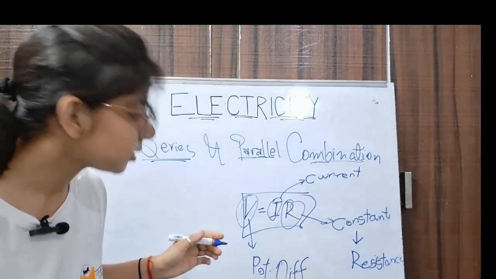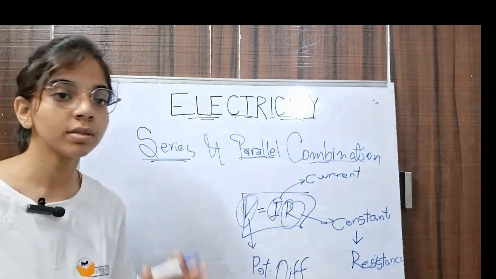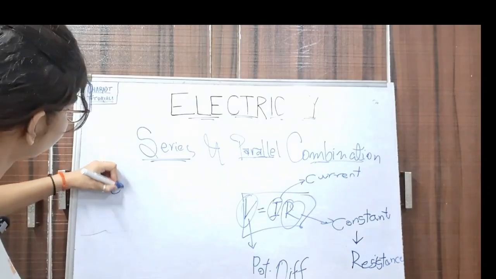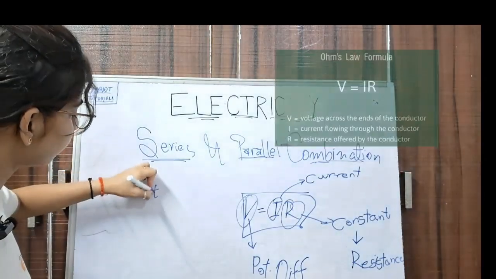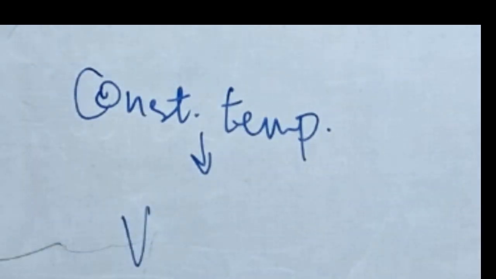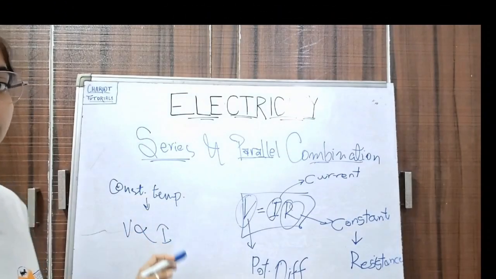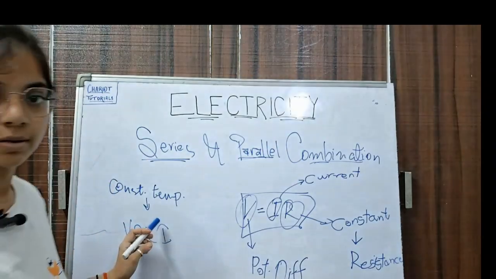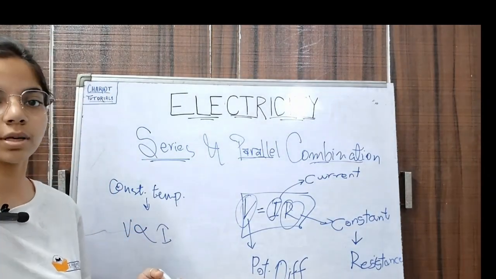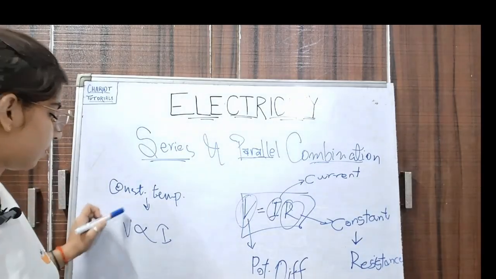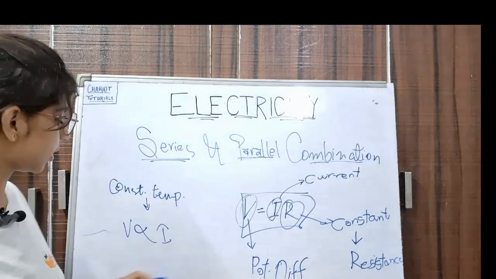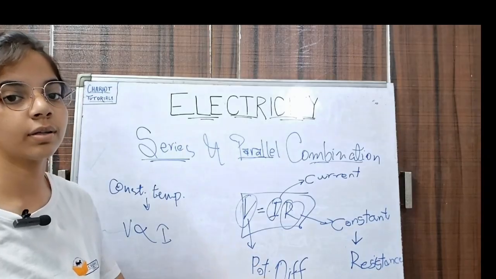What actually happens is, in Ohm's law we say that at constant temperature, potential difference across any circuit is directly proportional to the current flowing through it. What does Ohm's law say? That at constant temperature, the potential difference across any circuit is directly proportional to the current flowing in the circuit.